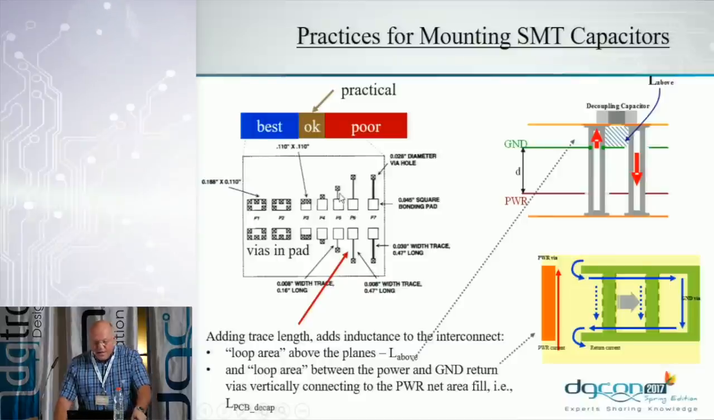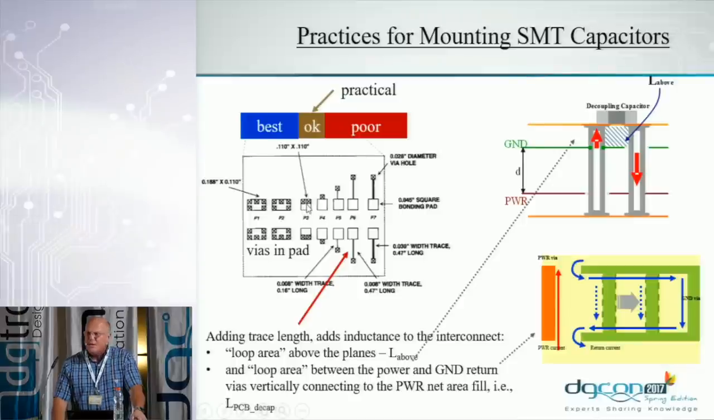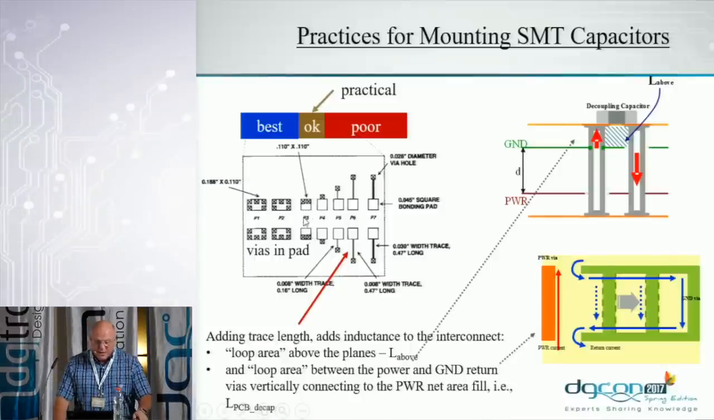Ideally, it's better to have those vias right next to the bonding pads. And if the PCB fab house that you use allows vias in the bonding pads, so much the better. And you'll see why as we talk about inductance calculations next time.